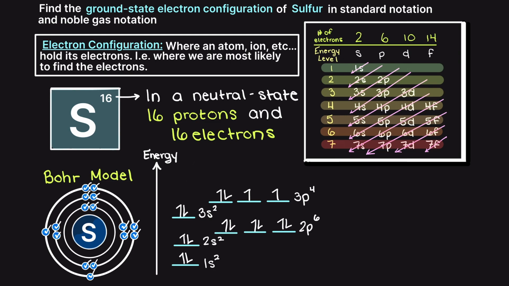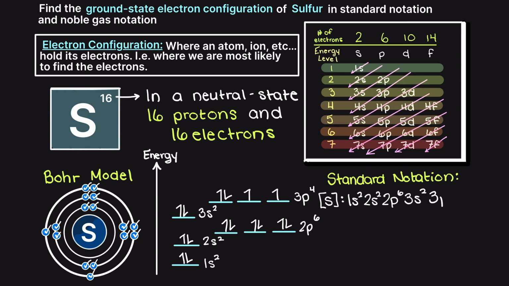Now that we have placed all of our electrons into the energy level diagram, we can write out the electron configurations. Firstly, in standard notation, we have 1s2, 2s2, 2p6, 3s2, and 3p4.